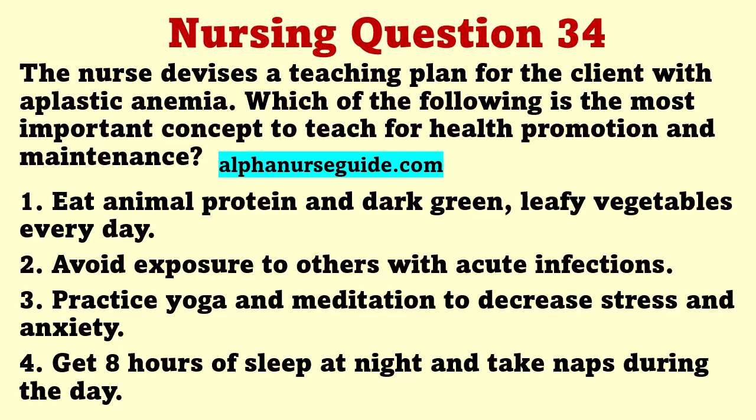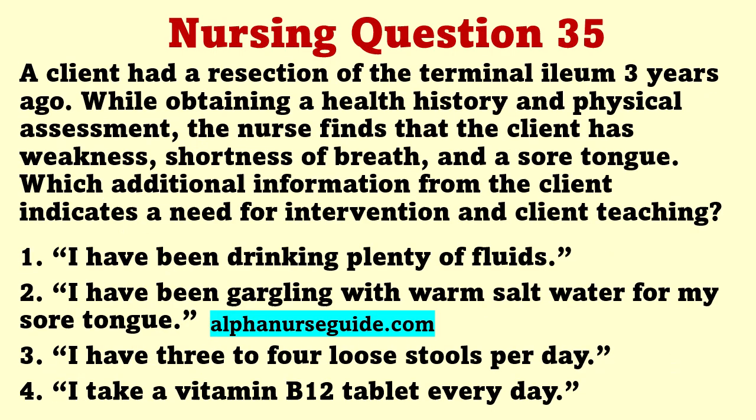Animal meat and dark green leafy vegetables, good sources of vitamin B12 and folic acid, should be included in the daily diet. Yoga and meditation are good complementary therapies to reduce stress. 8 hours of rest and naps are good for spacing and pacing activity and rest. A client had a resection of the terminal ileum 3 years ago. While obtaining a health history and physical assessment, the nurse finds that the client has weakness, shortness of breath, and a sore tongue. Which additional information from the client indicates a need for intervention and client teaching?